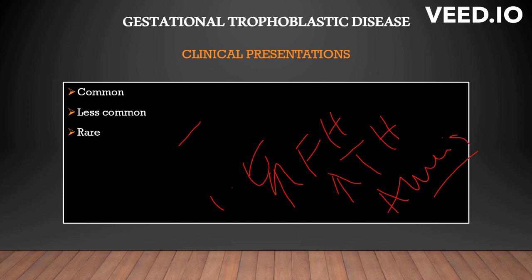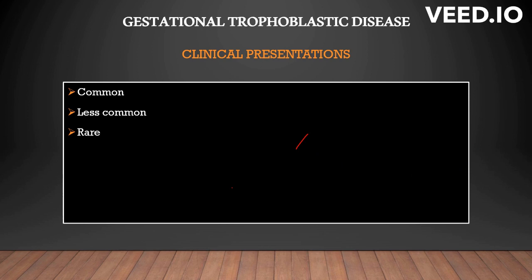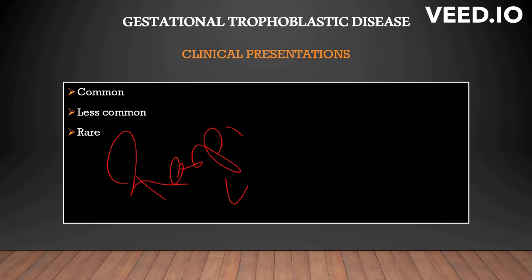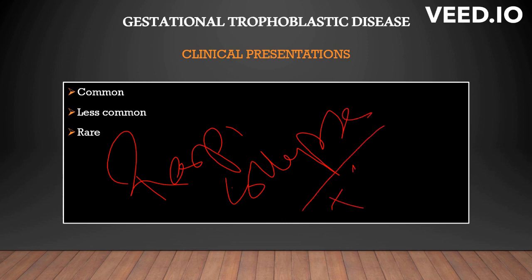Rare presentations in patients with gestational trophoblastic disease are respiratory collapse. Why does this happen? Because of trophoblastic emboli to the pulmonary circulation. Second, seizures, due to trophoblastic metastasis to the brain.